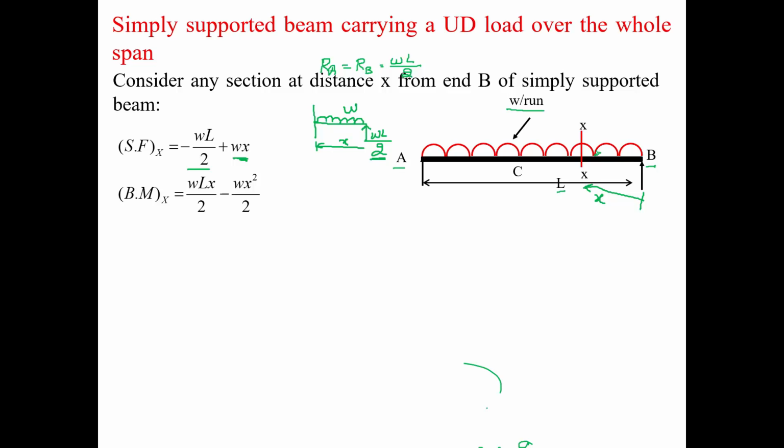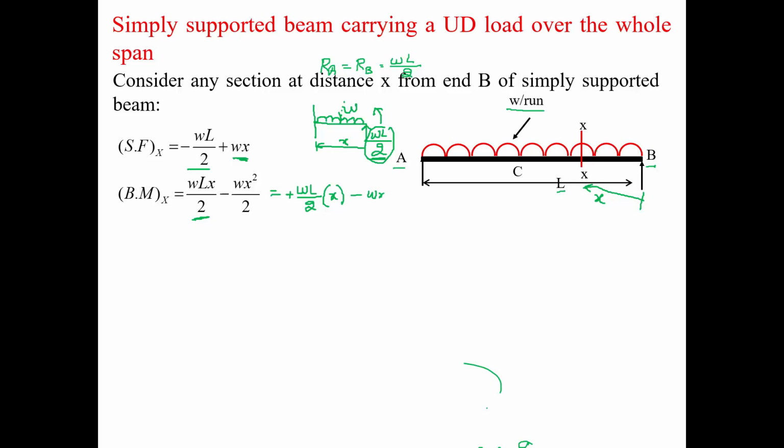Same way for the bending moment, what will happen? This is wL by 2 multiplied by x, minus, so for the bending moment I will write it here again so that you can see the calculation. So wL by 2 multiplied by x, and since it is in anti-clockwise direction to the right, it is treated positive. Now because of wx, because of small w, this may be assumed to act through its CG.